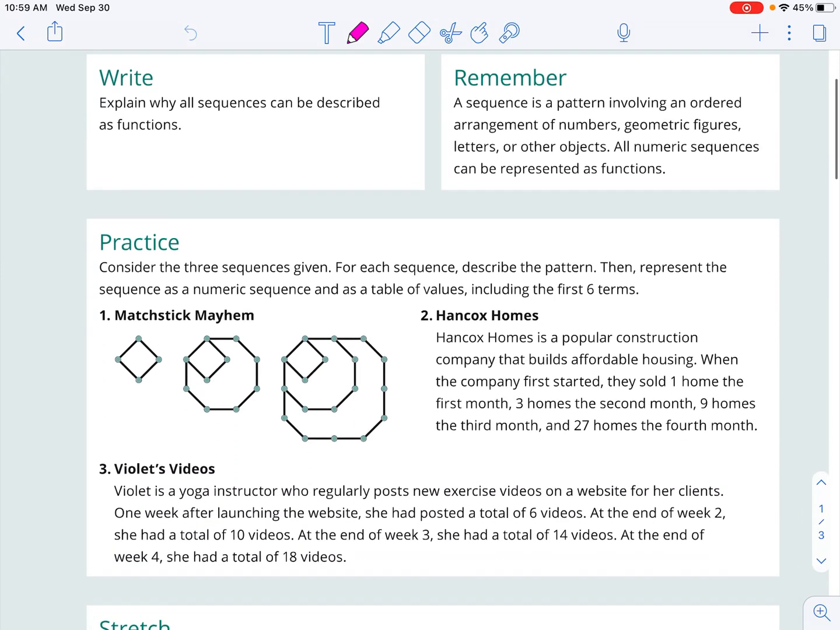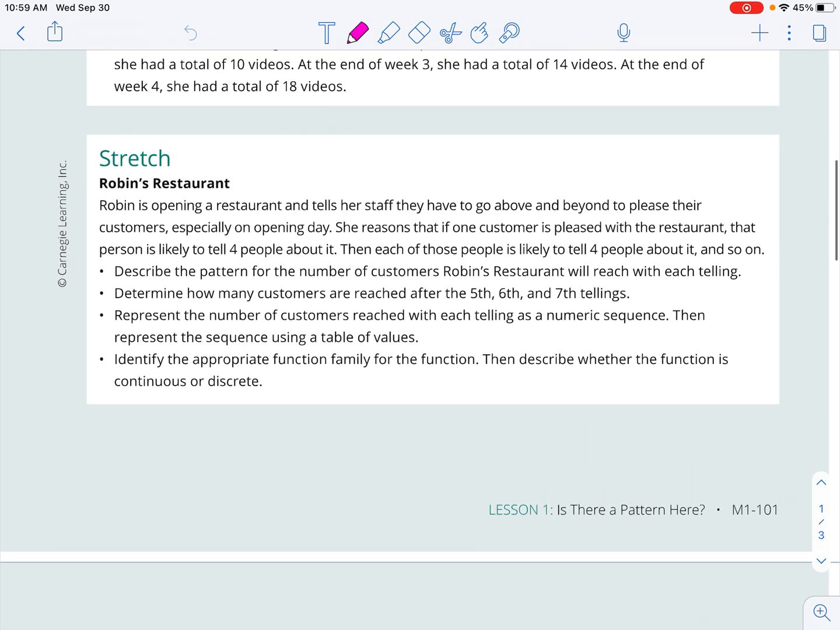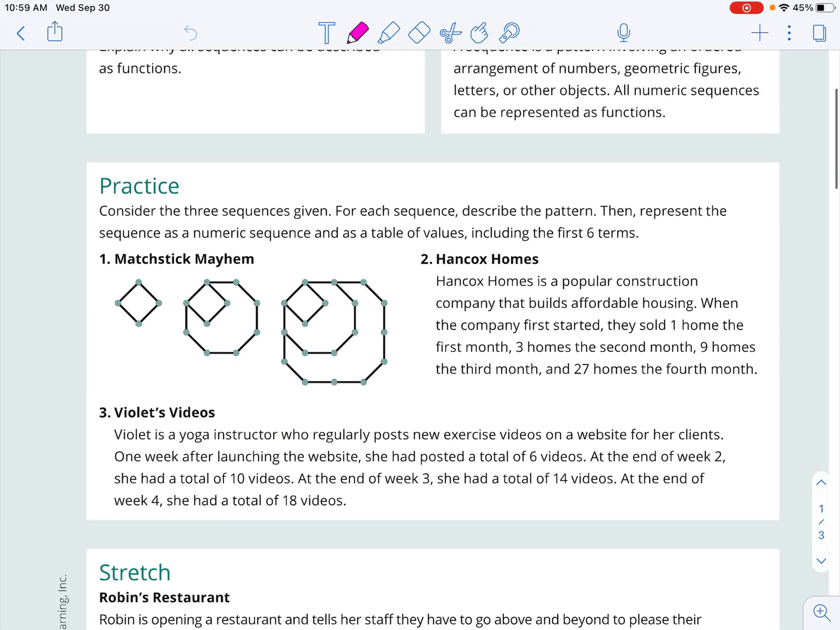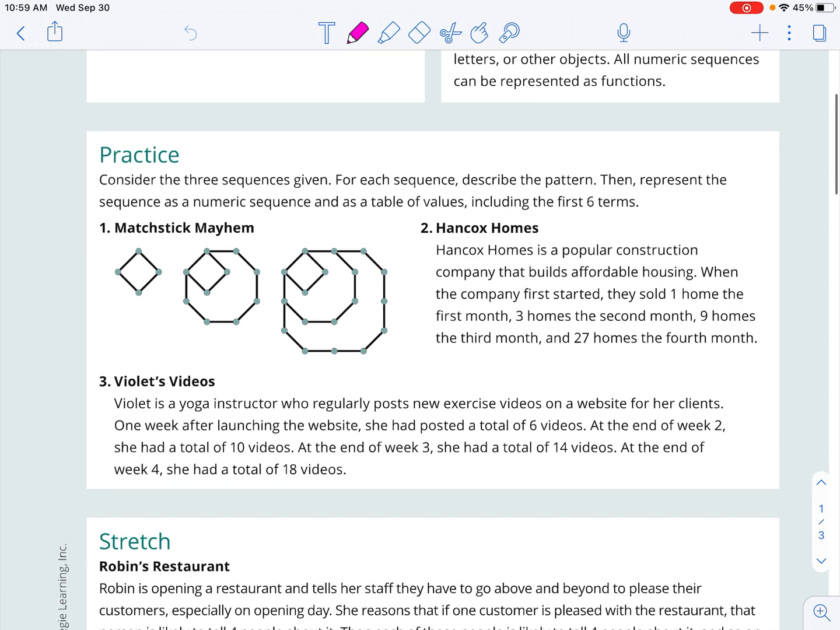Okay, so for today, lesson 1's assignment is on page 101. We asked you to do practice number 1 to start off with. So let's go ahead and look at practice 1. Consider the 3 sequences, so we're only doing the first one. For each sequence, describe the pattern, then represent the sequence as a numeric sequence and as a table of values.